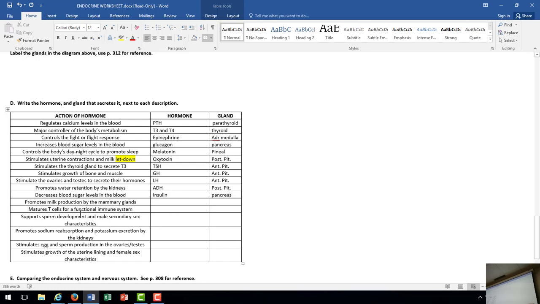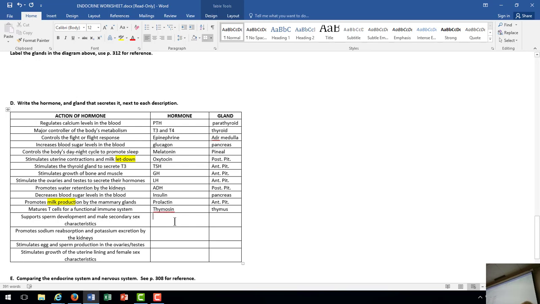Promotes milk production. So milk letdown versus milk production are two different things. So when you see the pro part, you're thinking of the hormone that starts with pro, which is prolactin. And that comes from the anterior pituitary. Matures T cells for a functional immune system. Thymosin, and that comes from the thymus.